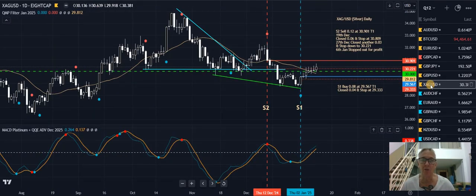XAG USD, which is silver. Now, like I say, you can trade gold if you want. I just trade silver, something different. It's been kind to me. The metals, they're actually pretty good pairs to trade, gold and silver.